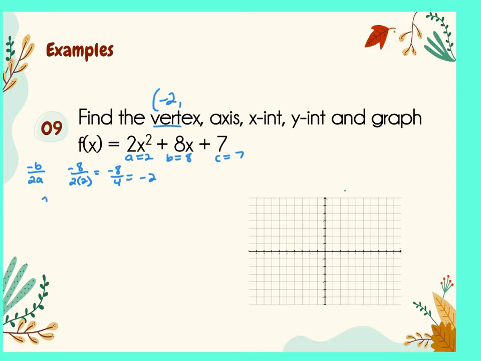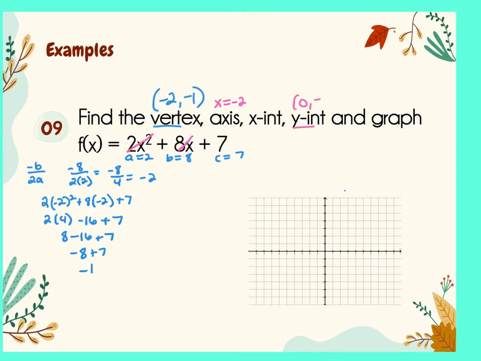Plug that back in to get the y. 2 times negative 2 squared plus 8 times negative 2 plus 7. 2 times 4 minus 16 plus 7. 8 minus 16 plus 7. Negative 8 plus 7. Negative 1. Axis is x equals negative 2. Y-intercept, plug the zeros in, and I get 7.